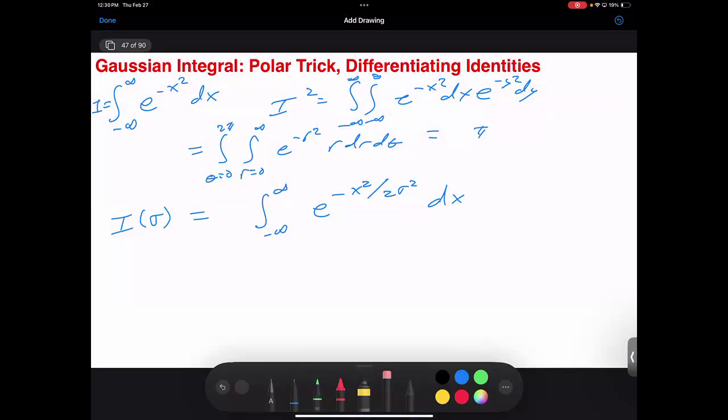Who knows what this integral equals? 1 over 2 pi. So if I put a 1 over square root of 2 pi sigma squared, it would be a probability distribution that would integrate to 1. Since I don't have this, this should just be the square root of 2 pi times sigma.